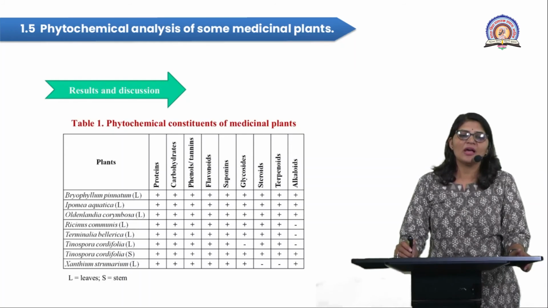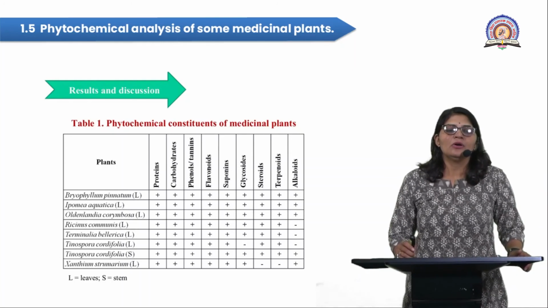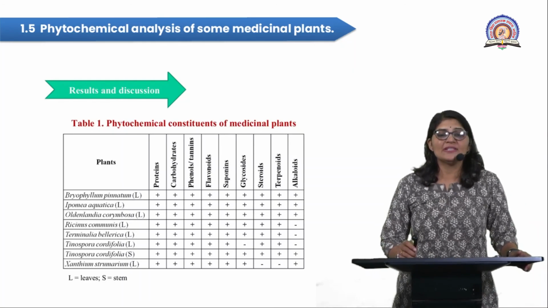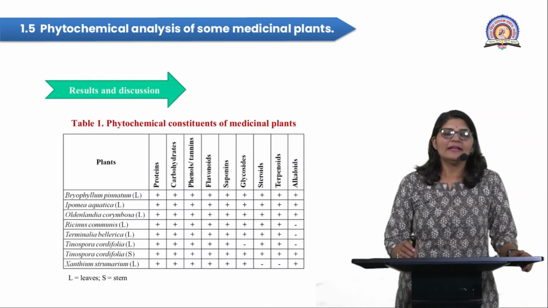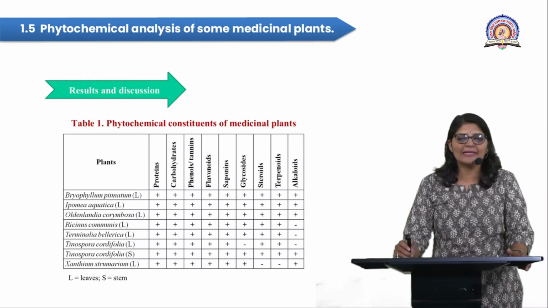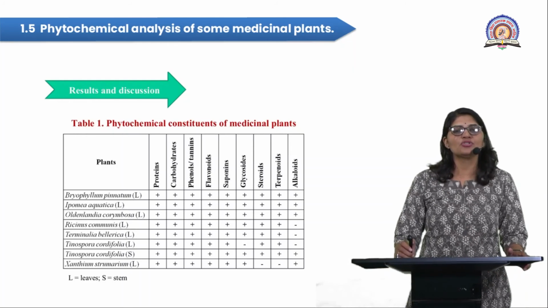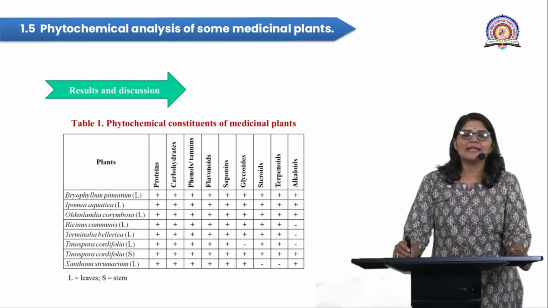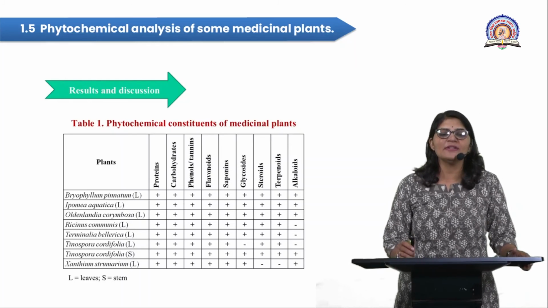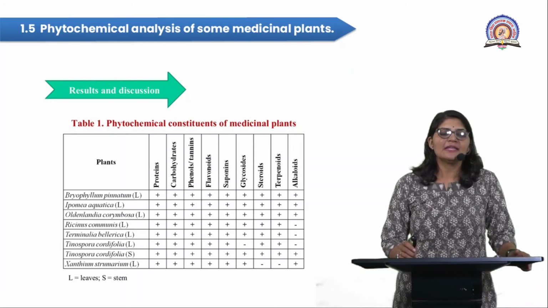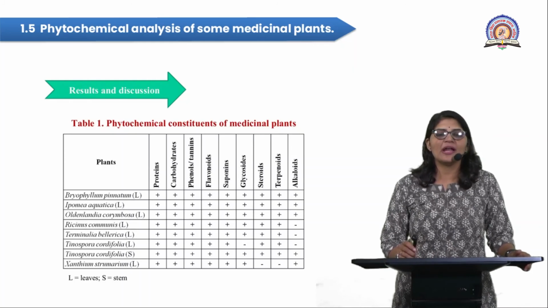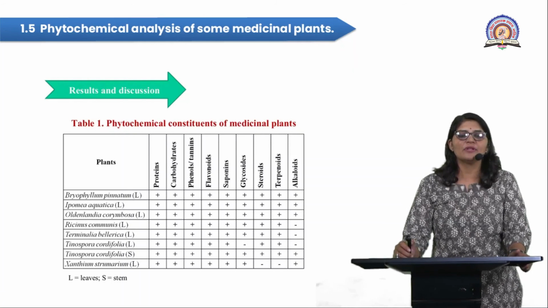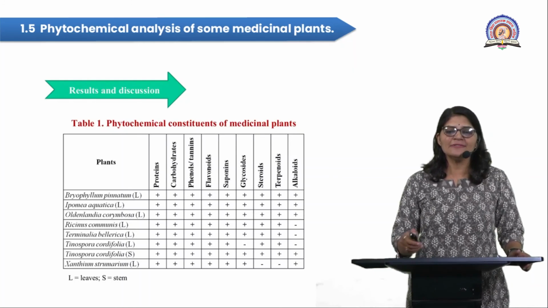Ipomoea also has all these phytochemicals. Then Oleander also has all. Then Ricinus only shows the absence of alkaloid; it's a negative test. Terminalia bellerica also shows the absence of alkaloid. Then Tinospora cordifolia shows the presence of all the phytochemicals: protein, carbohydrate, phenol, flavonoids, alkaloids, saponins, sterols, terpenoids. Then Xanthium shows the absence of steroid and terpenoid, and alkaloid, saponins, flavonoid, phenolic compound, carbohydrate, and proteins show presence.